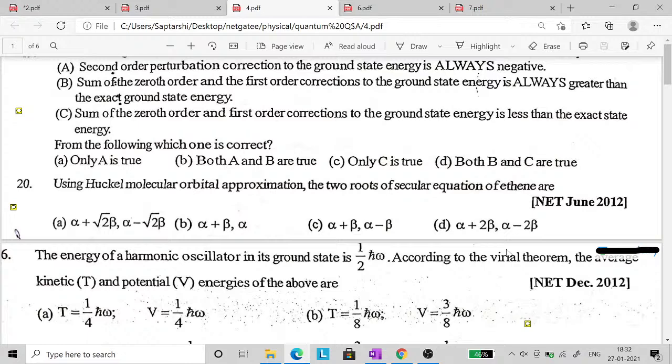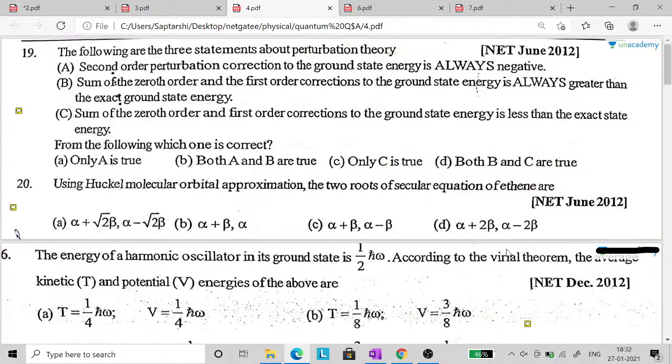Well, let us just see this question first. Using Huckel molecular orbital approximation, find the 2 roots of the cyclic equation of ethene. We told you, right? Alpha plus beta, alpha minus beta. So this is the answer. We're done with this.